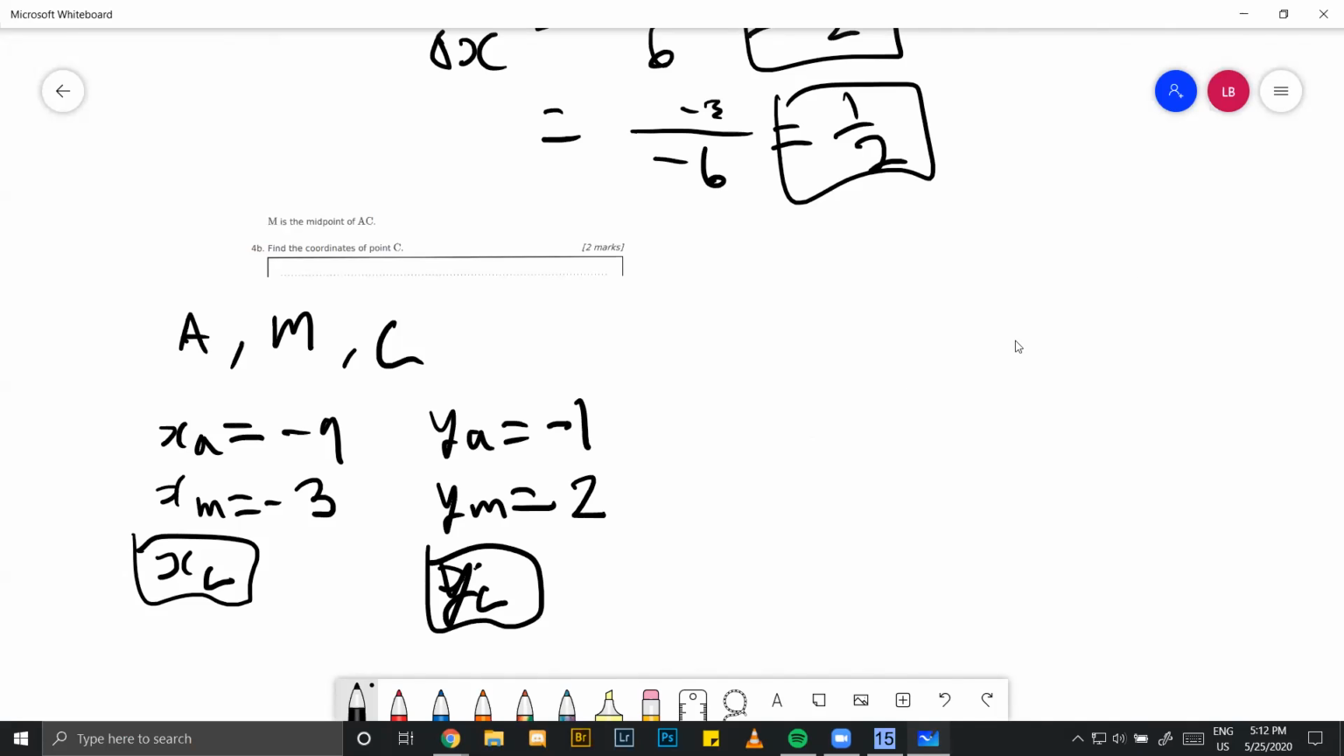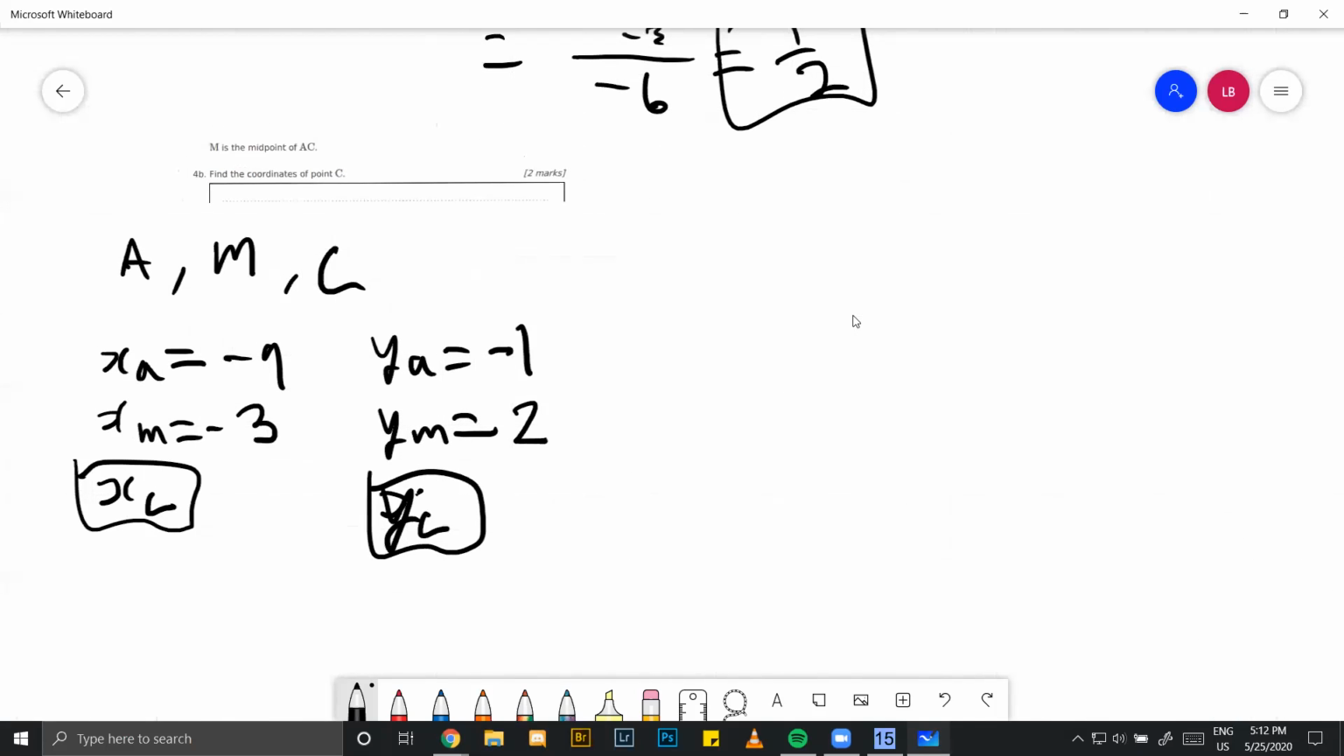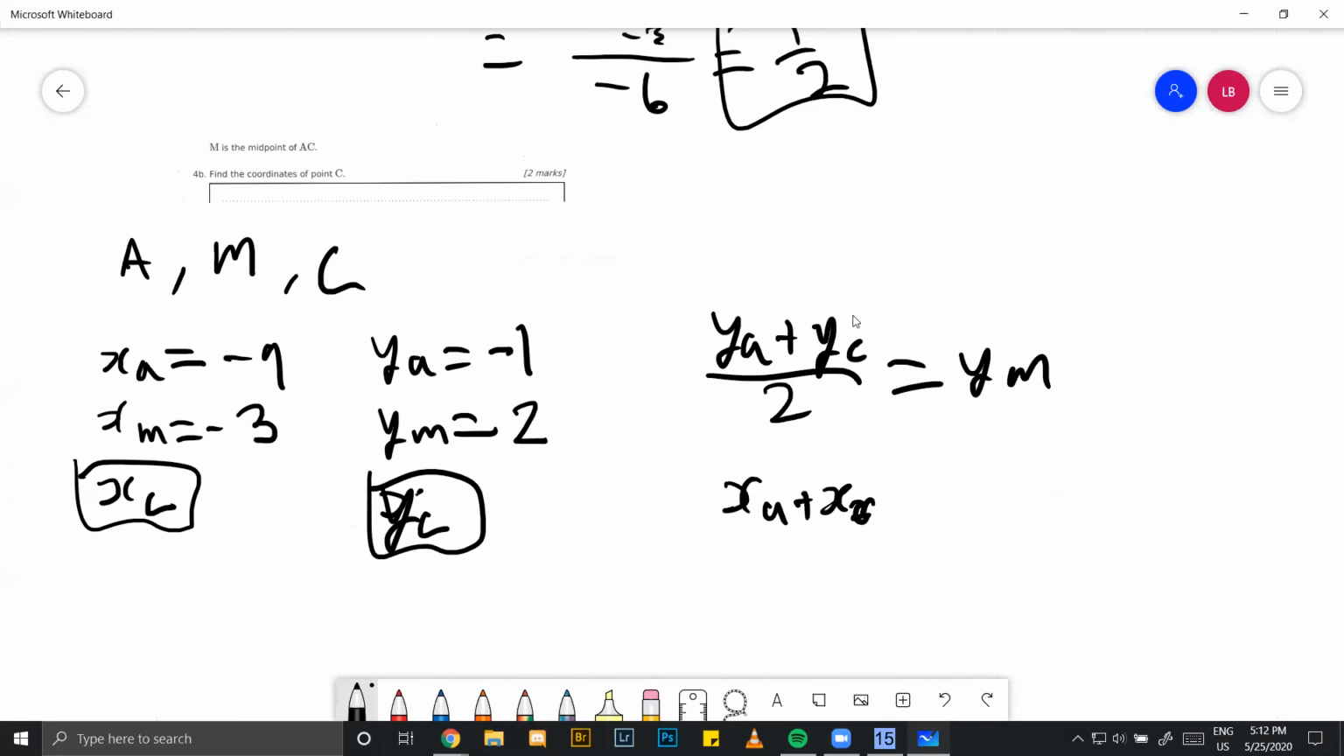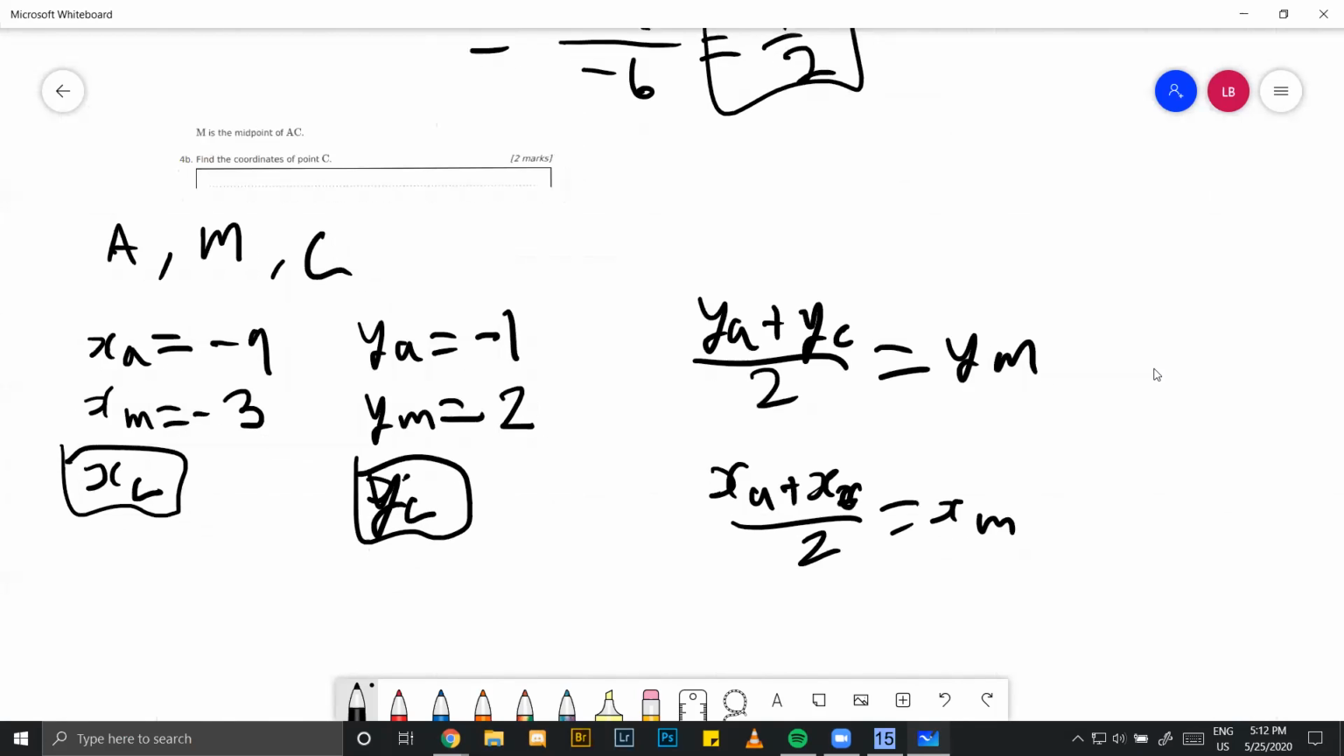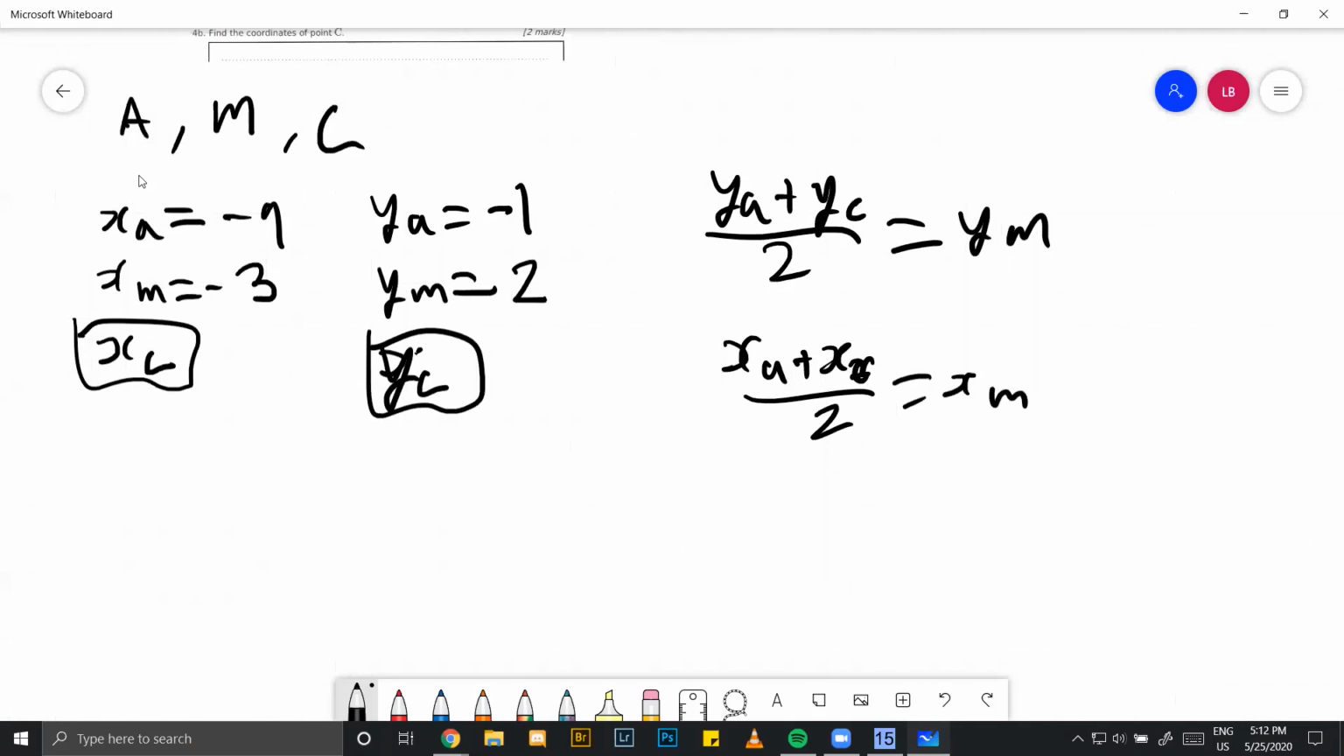But because M is the midpoint of A and C, we know that the sum of the y coordinates of A and C divided by 2 is equal to the y coordinate of M. So YA plus YC divided by 2 is equal to YM. And similarly, XA plus XC divided by 2 is equal to XM. You can plug in the values you have here and solve for YC and XC.